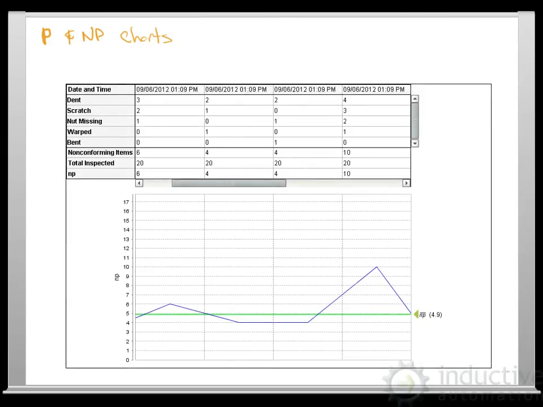We're going to take a look at the first two types of control charts for attribute type of data. So we are going to take a look at the P and NP charts. First we're going to take a look at the NP chart. And it really is the number of non-conforming items.